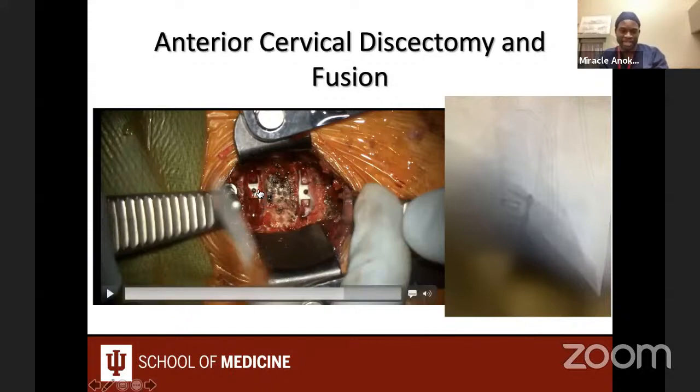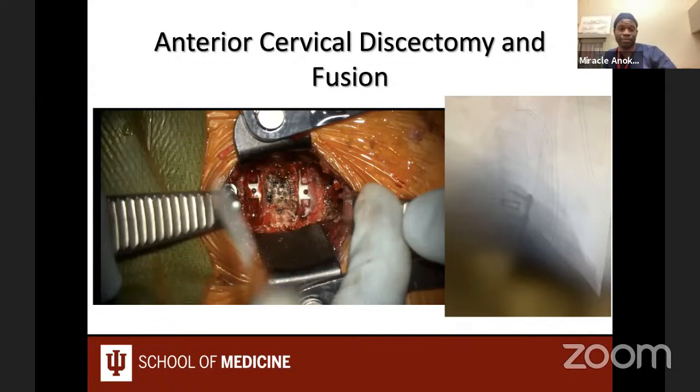And then what I do is we place these titanium grafts in here with some of the patient's own bone and some other allograft to help with bony fusion. And that allows for fusion across that space.